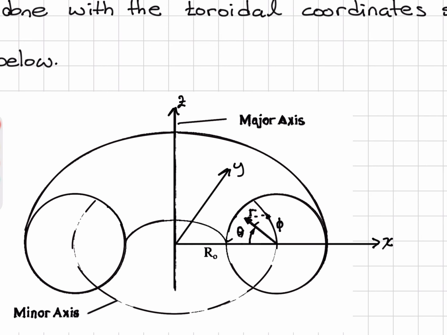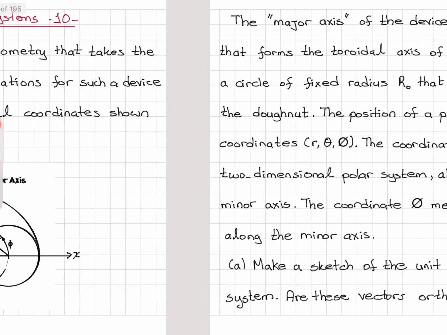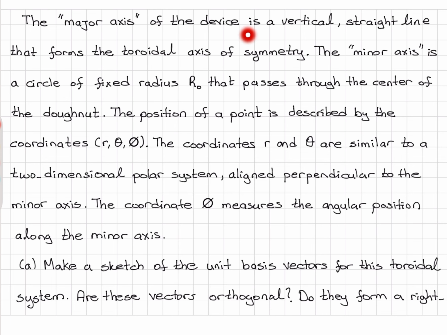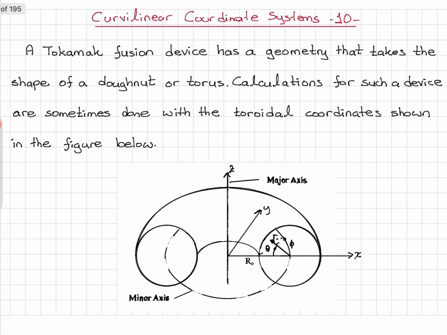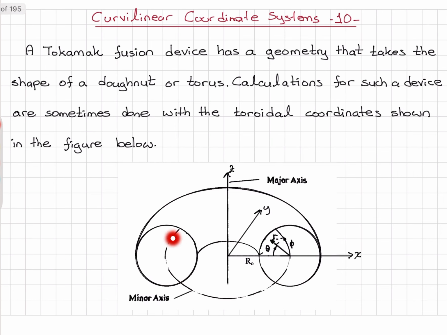Okay. So that's with respect to the x-axis, and then we have this phi coordinate, which is on the xy plane. This is the major axis, and here we have the minor axis. The major axis of the device is a vertical straight line that forms the toroidal axis of symmetry. So that's the z-axis here. The minor axis is a circle of fixed radius capital R0 that passes through the center of the donut, so that's this circle.